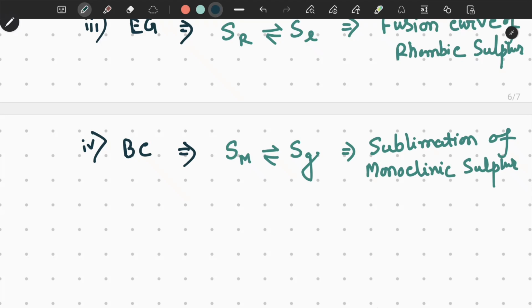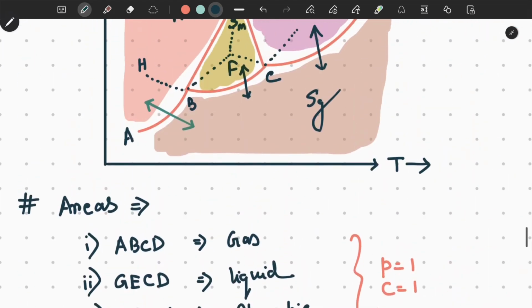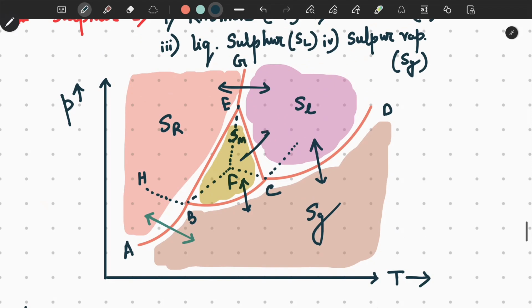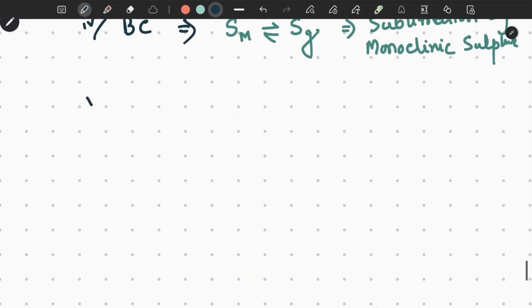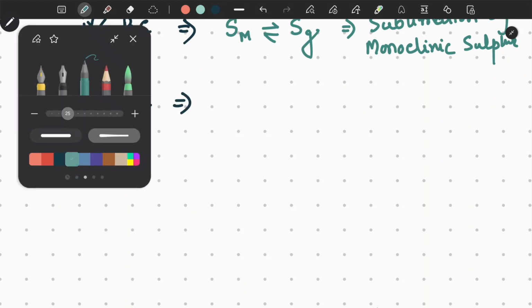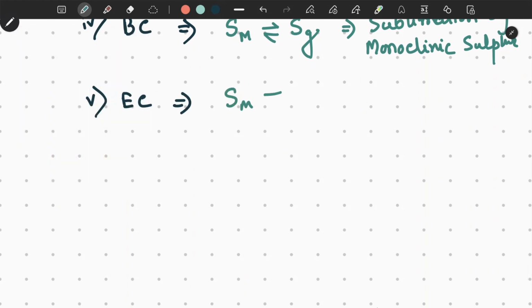Okay, BC done. Next is EC. So EC is essentially monoclinic to liquid sulfur. So this is our fusion of monoclinic. Fusion means melting, right? Yes. Fusion of monoclinic.